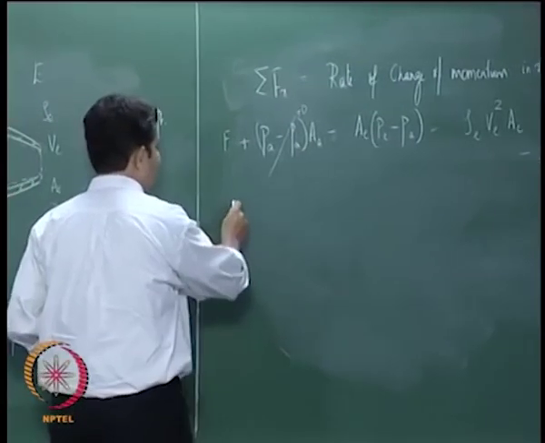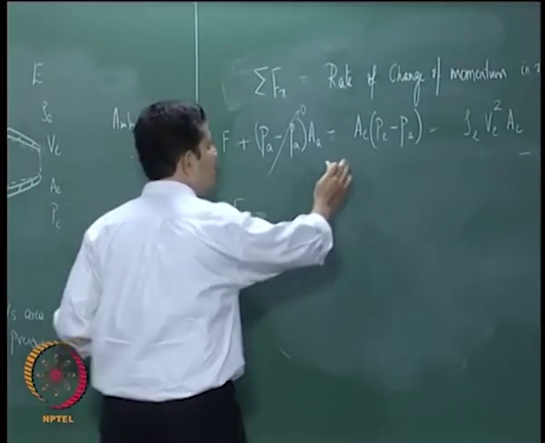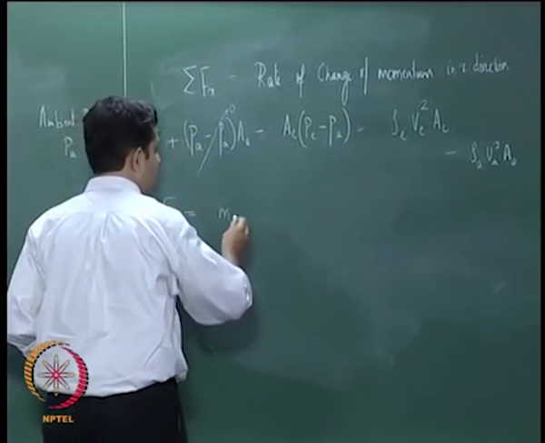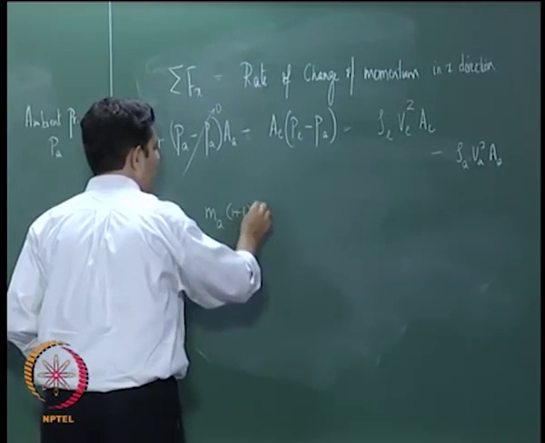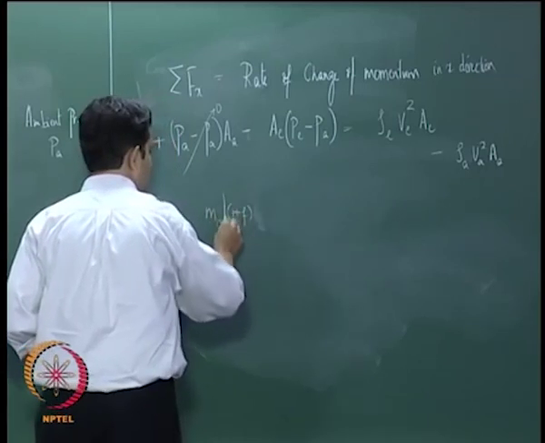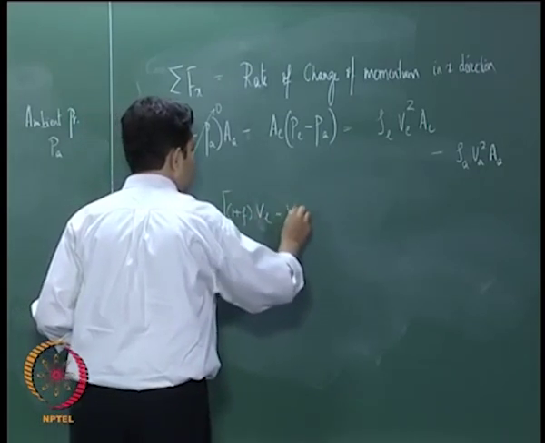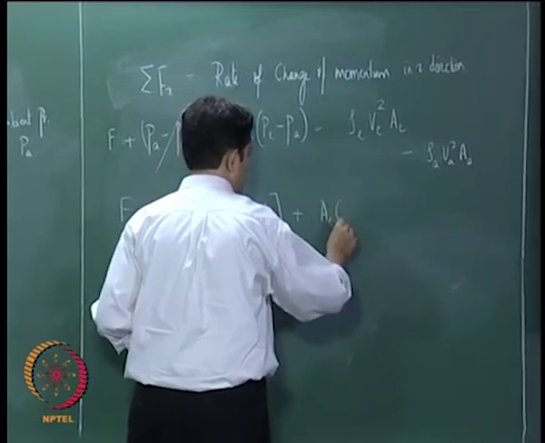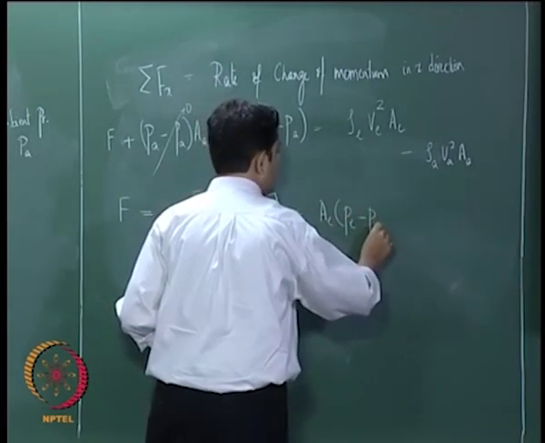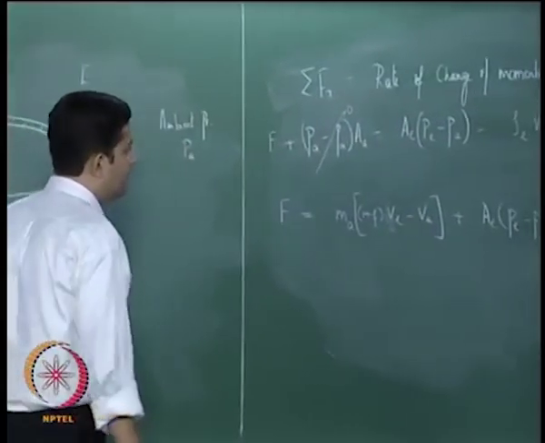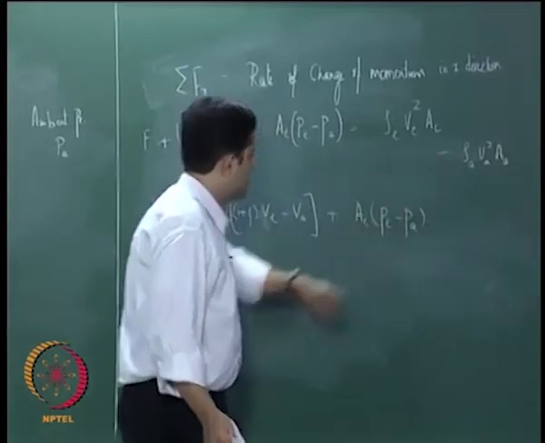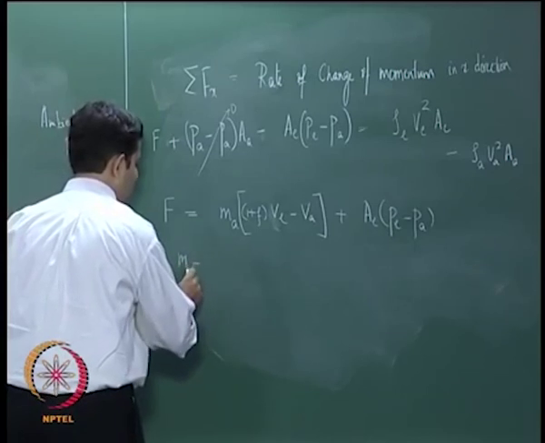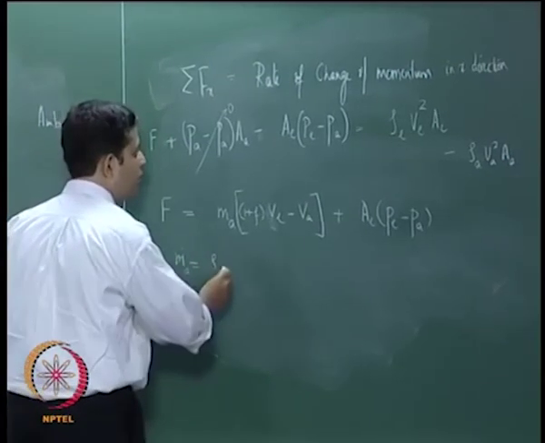So we get, if we simplify further, F is equal to, I take this to the other side, and I can write this as M dot A into (1 plus F) into (VE minus VA) plus AE into (PE minus PA). I have taken this term to the right hand side, this goes to 0. Now M dot A is nothing but rho A VA, okay.